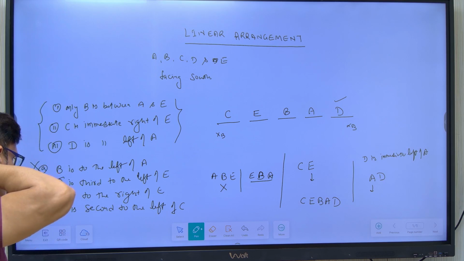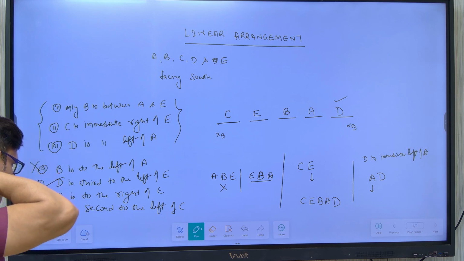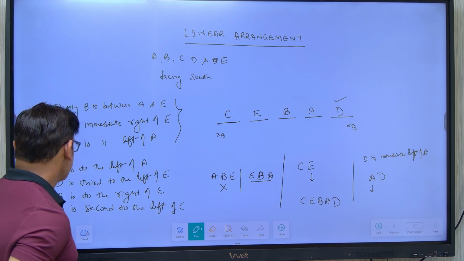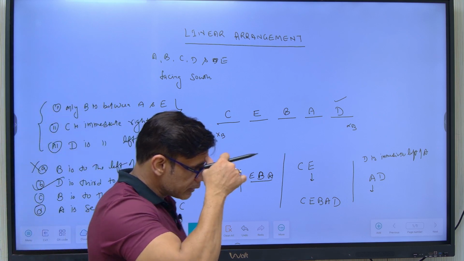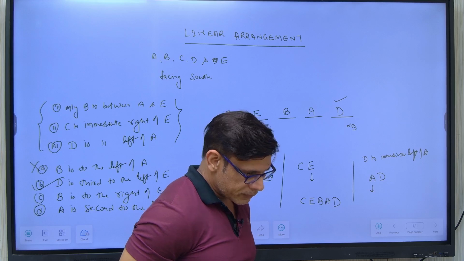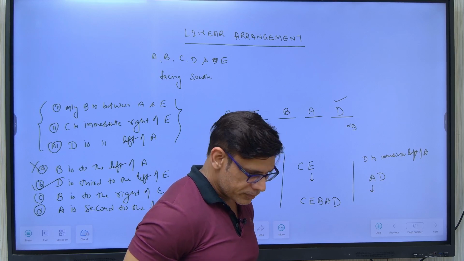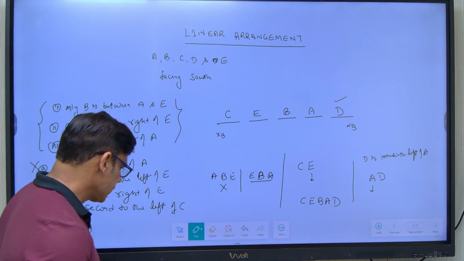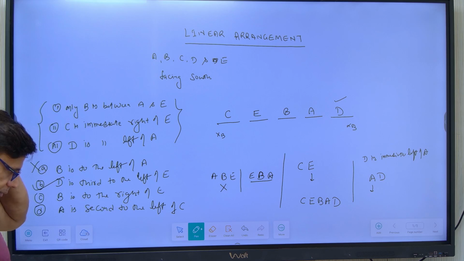Right. Third is definitely wrong. B is to the right of E, which is wrong. B is to the left of E. And A is second left of C, which is also wrong. So the second option is correct. You understood this? Now note this down. We'll take up the next one.